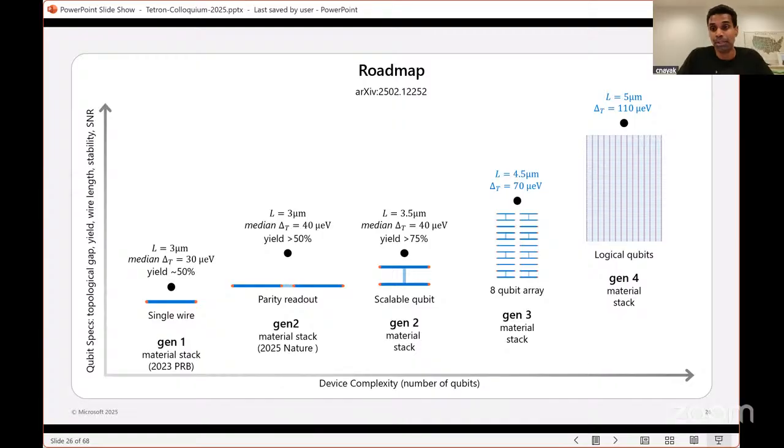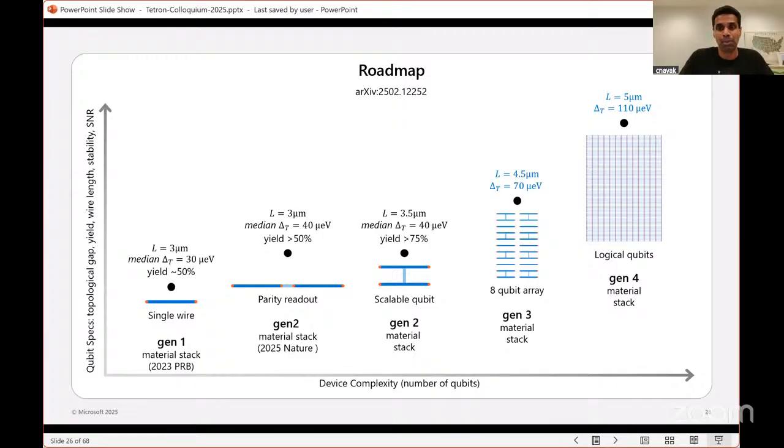The yield started out at 50%, and is now above 75%. So we've gotten these improvements through improvements in the materials, and we will be continuing down that path as we consider device complexity.